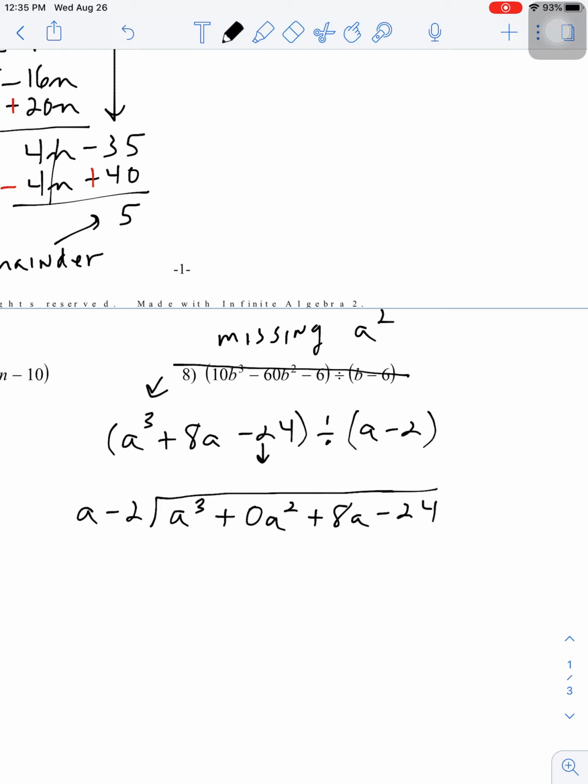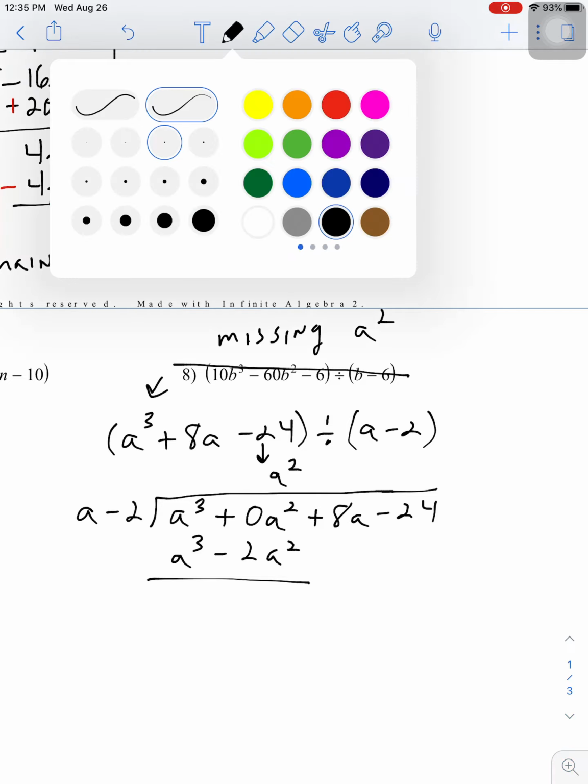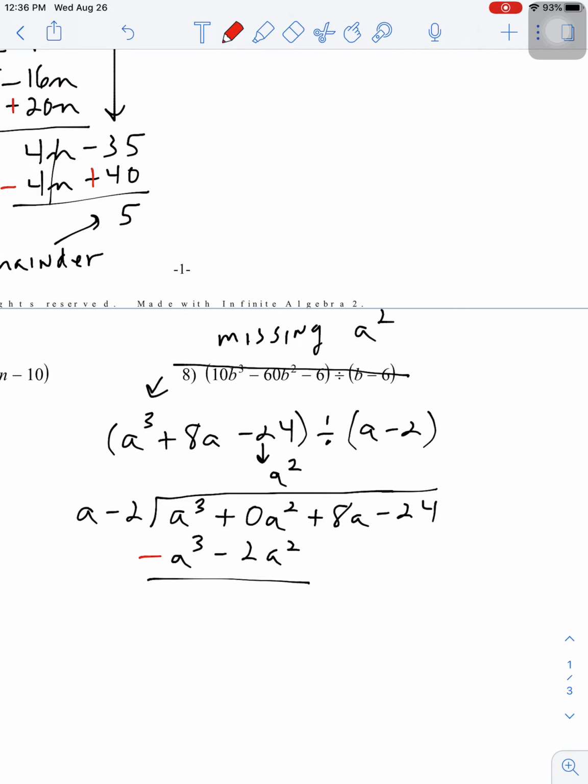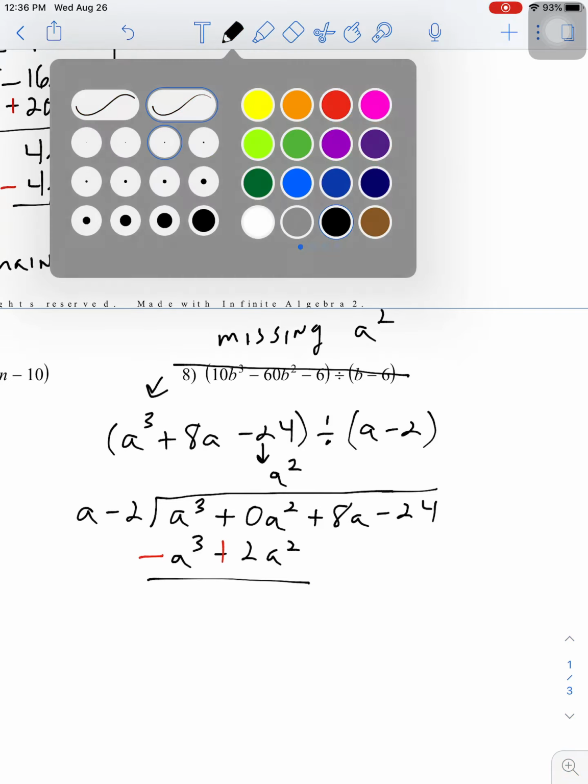So we start a term back. What times a gives you a cubed? It's going to be a squared. So a squared times a is a cubed. A squared times negative 2 is a negative 2a squared. And then it's the same thing where when you subtract, minus changes into a plus.